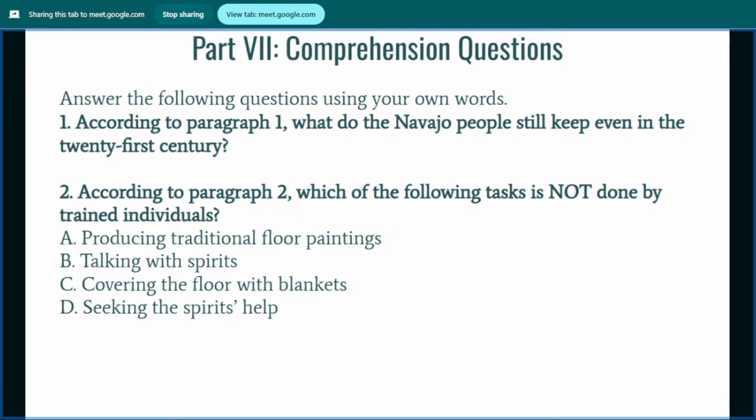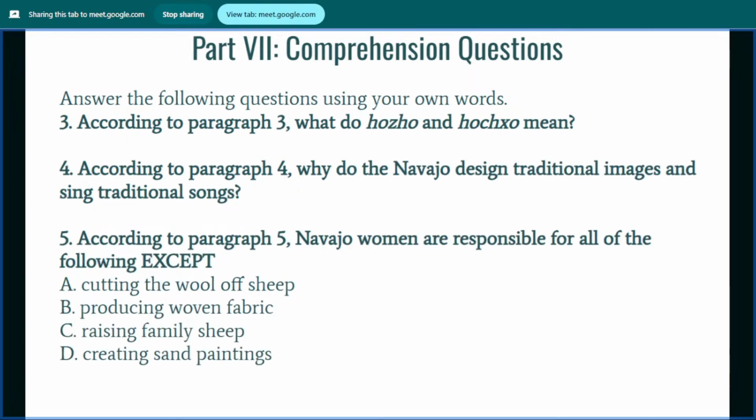Pranjali, did you get the same answer? Yes, ma'am. Okay. Tell me the answer for number 2, Pranjali. Option C, covering the floor with blankets. Very good. Correct. Next, number 3. Hozho means beauty, virtue, and happiness, and Hochxo means ugliness, evil, and chaos. Okay. Yes, 3 meanings are there.